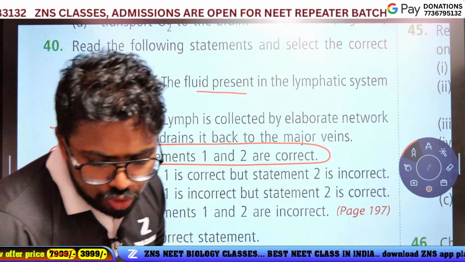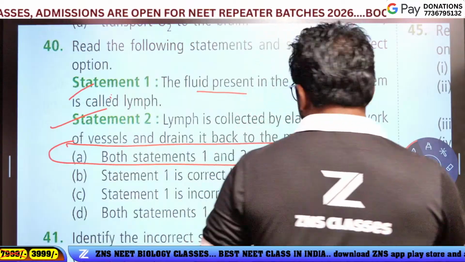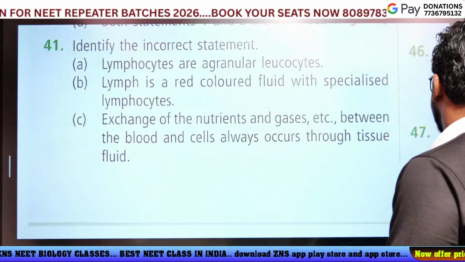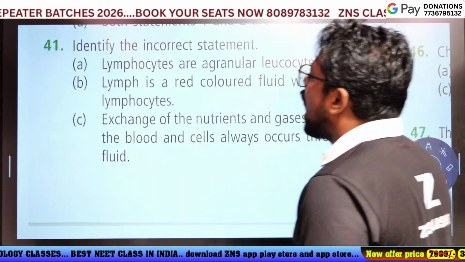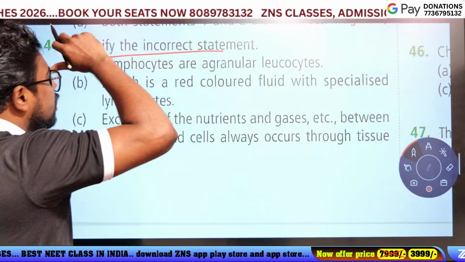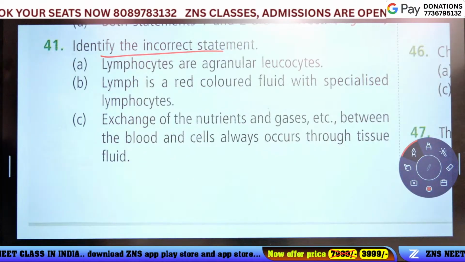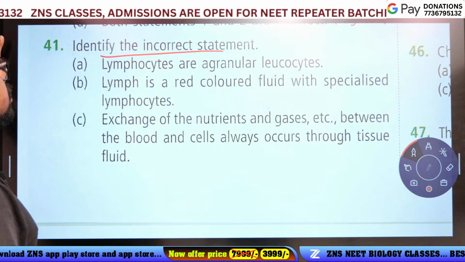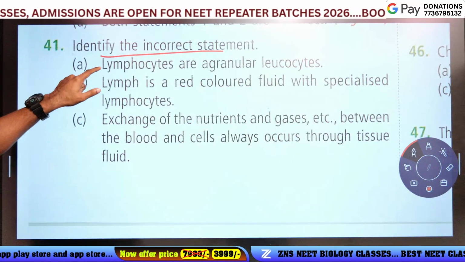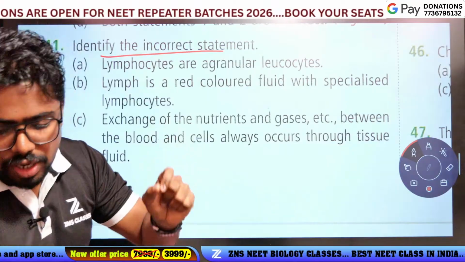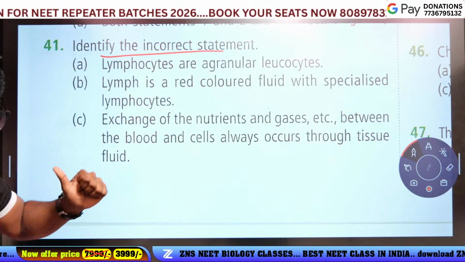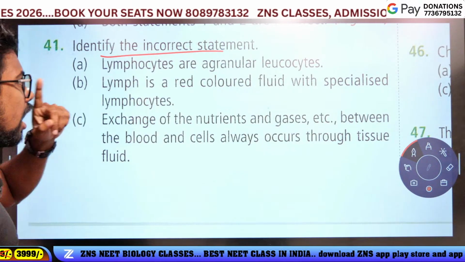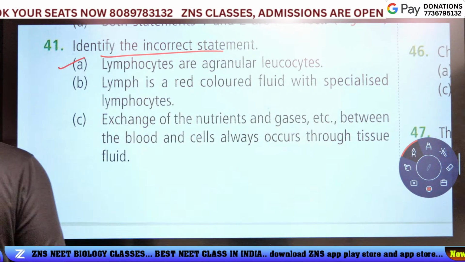Good. The next question, 41. Identify the incorrect statement. Lymphocytes are agranular leukocytes. Granulocytes and agranulocytes: basophils, neutrophils and eosinophils are granulocytes, and lymphocytes are agranular leukocytes. That's correct.